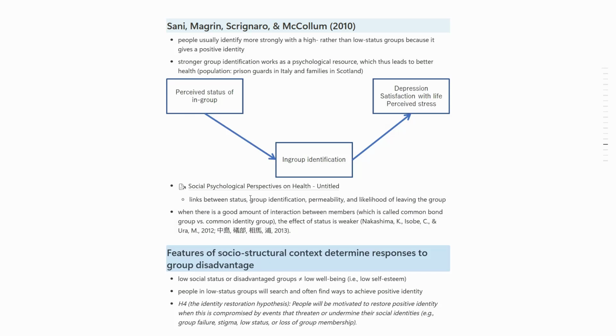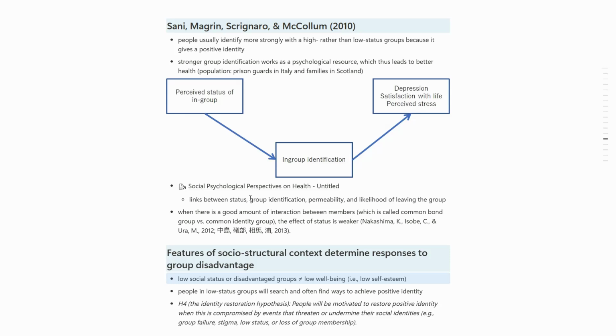And next, features of social structure context determine response to group disadvantage. So up to this point, I have been talking that social status is positively related to health. Higher status is linked to better health. And then I also mentioned that when people belong to high status groups, they tend to have better health. And that is because people can strongly identify with the high status group. And that helps them to achieve better health.